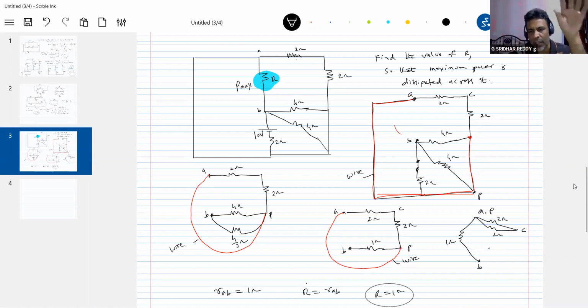Now I'll find out the AB. What happened to the cell? The EMF has become 0. The internal resistance will get added to the circuit. And what happens to capital R? What is the effective resistance as seen by capital R? Assume you are capital R, then you see the total resistance of the circuit. What is the total resistance as measured across AB? Finally, we get the answer equal to 1 ohm. So what should be the value of R to get maximum power? 1 ohm.